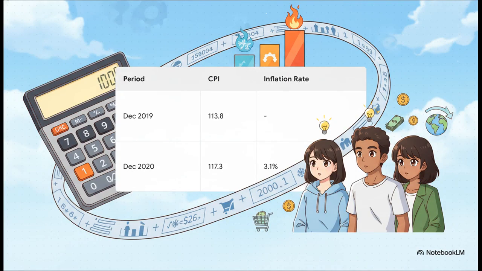Now, what's really interesting about this is how simple the actual math behind the scary headlines can be. To find the inflation rate, you just take the current CPI, subtract the previous CPI, divide that by the previous CPI, and multiply by 100 to get a percentage. So let's take December 2020 and 2019, for example. If the December 2020 CPI was 117.3 and the December 2019 CPI was 113.8, the difference is 3.5. You divide that 3.5 by the old 113.8, multiply by 100, and boom, you get an inflation rate of roughly 3.1% for that period.